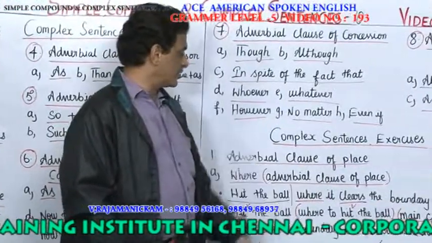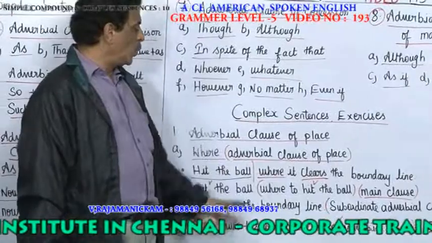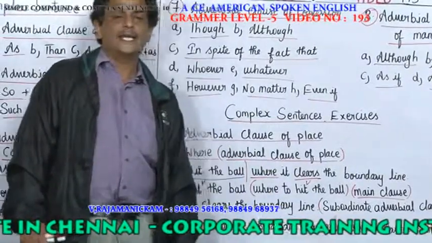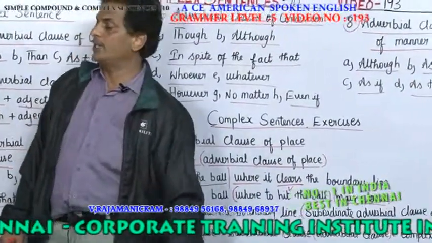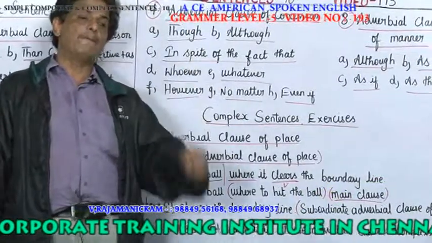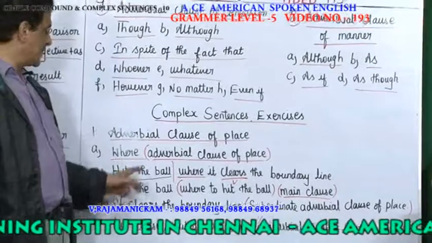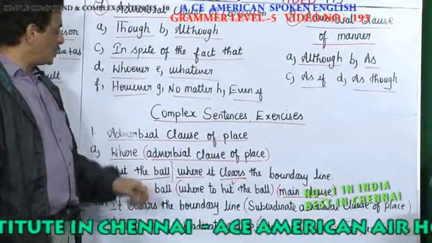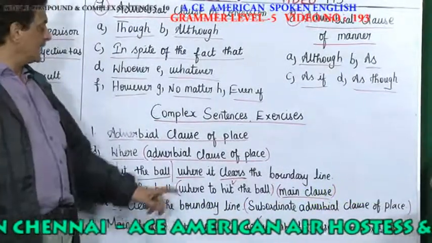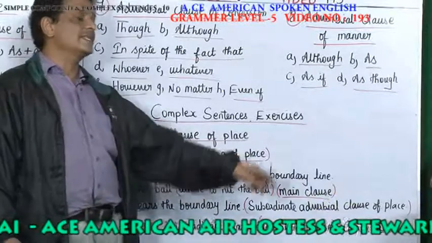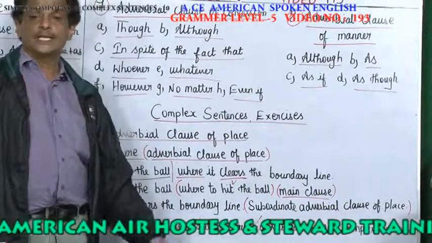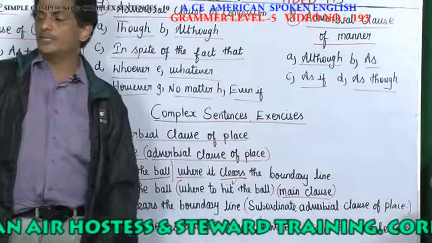Adverbial clause of place: where. Hit the ball where it clears the boundary line. "Hit the ball" is an imperative sentence. Imperative means an ordering sentence. Where to hit the ball? You ask a question, and the answer you get is "where it clears the boundary line."